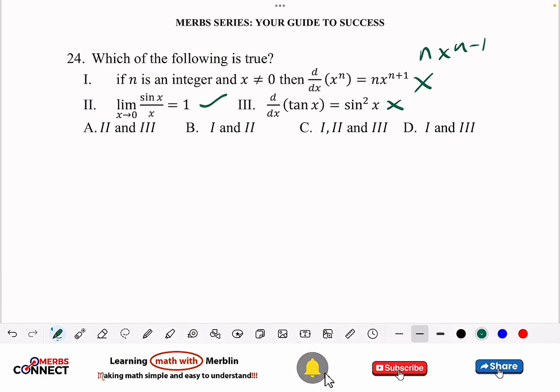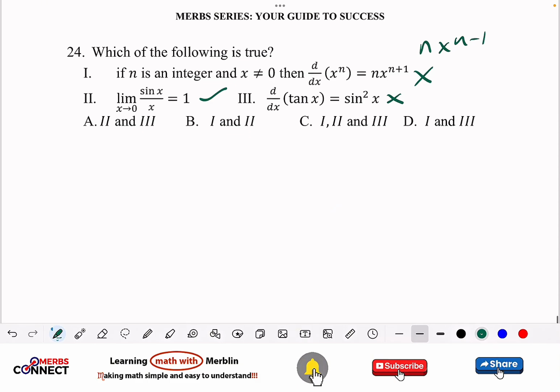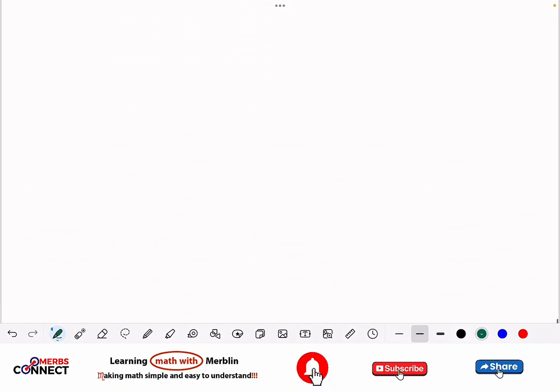So I2 should be the one which is supposed to be true. So only one which is true here. So there's no option here. Good. There's no option. Okay. Let's look at the next one.